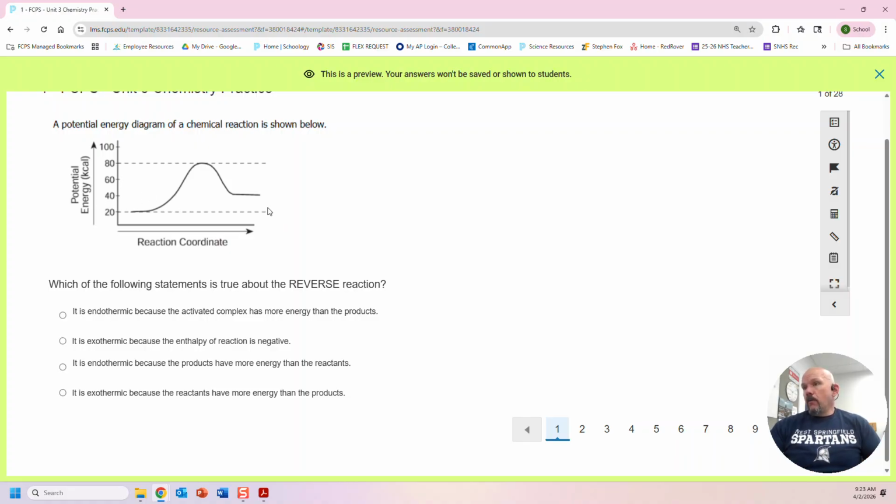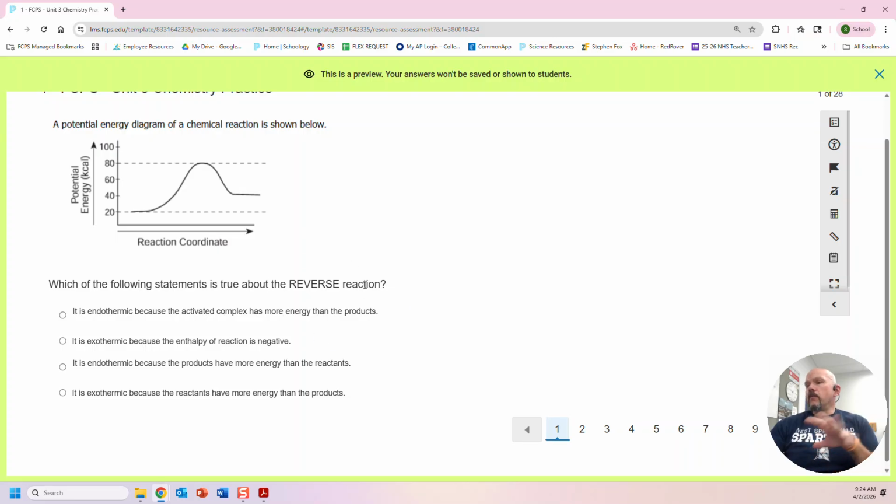So going this way, we're talking about the reaction from start to finish, of the forward reaction. But going this way, we're talking about the reverse reaction from start to finish, and this would be the start of the reverse reaction, and this would be the finish of the reverse reaction, okay?